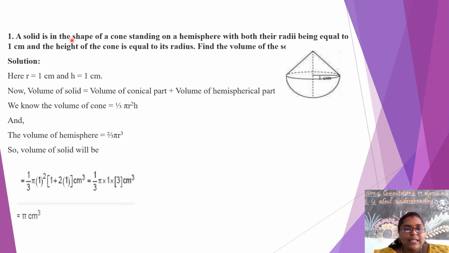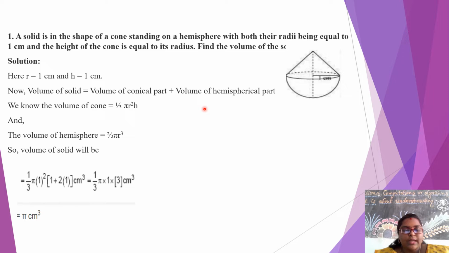A solid is in the shape of a cone standing on a hemisphere. See, there is a cone and the cone is standing on a hemisphere. So we have a combination of two figures: one is a cone, another is a hemisphere. With both their radii being equal to 1 centimeter, they have given the radius of both as 1 centimeter, and the height of the cone is equal to its radius. Find the volume of the solid.